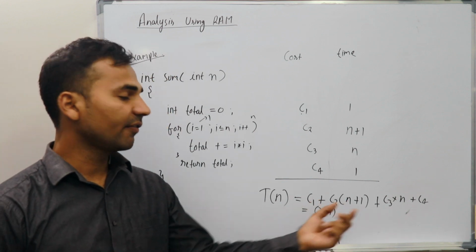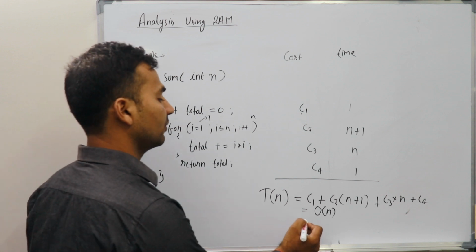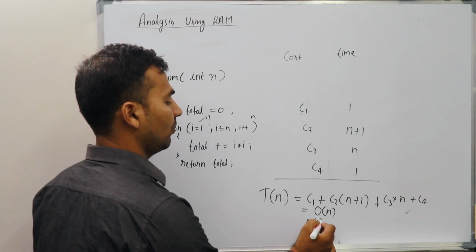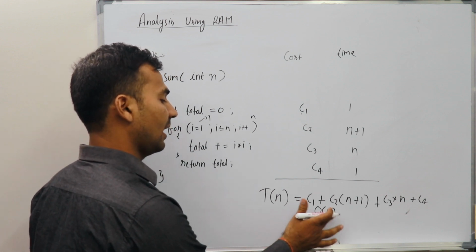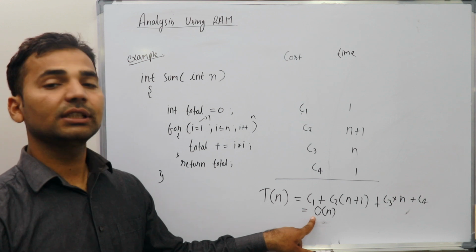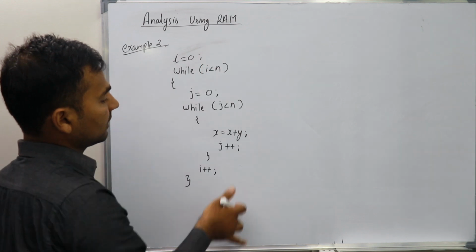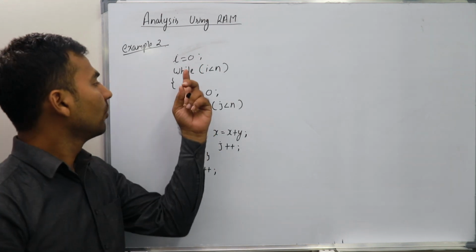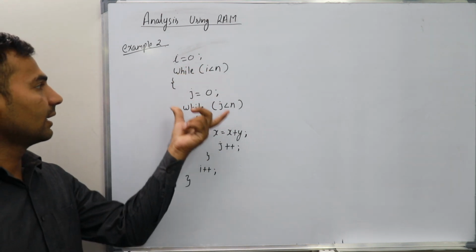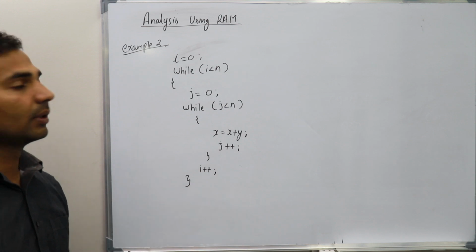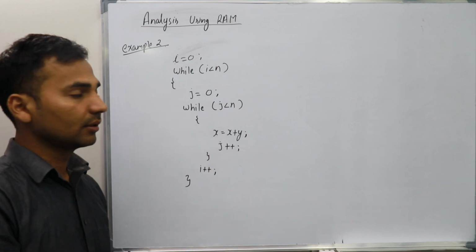Suppose if it didn't have any dominating term, then the complexity would have been O(1), right? But it has a dominating term n, therefore the complexity is O(n). Okay, now let us take another example. So this is an algorithm, and we have got two loops, that is, we have got a nested loop. Now how do we analyze this one?